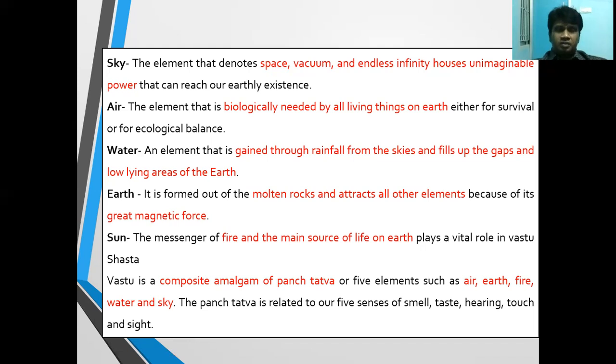So that's why they call Vastu a composite amalgam. Composite is nothing but one or more elements combined. Here, there are 5 elements: earth, air, fire, water, and sky. How is this Pancha Tattva related to our senses? The 5 senses of human beings are smell, taste, hearing, touch, and sight. So these 5 elements are related with the 5 senses of human beings.